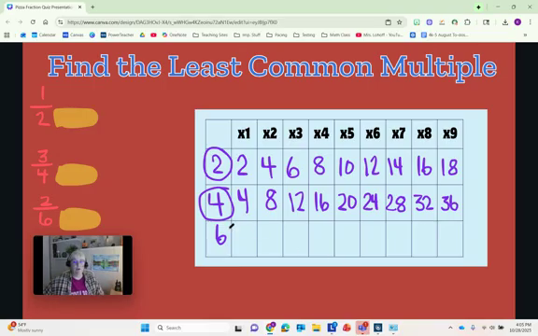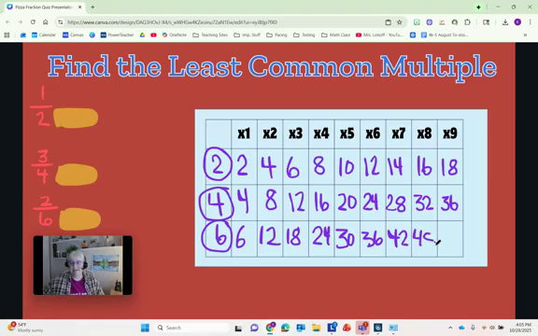All right, one more row. This time we're doing the facts for 6. 6 times 1 is 6. 6 times 2 is 12. 6 times 3 is 18. 6 times 4 is 24. 6 times 5 is 30. 6 times 6, 36. 6 times 7, 42. 6 times 8, 48. And 6 times 9, 54.